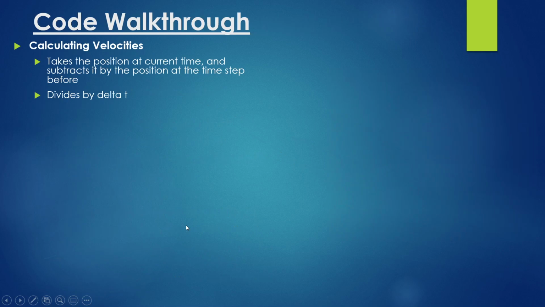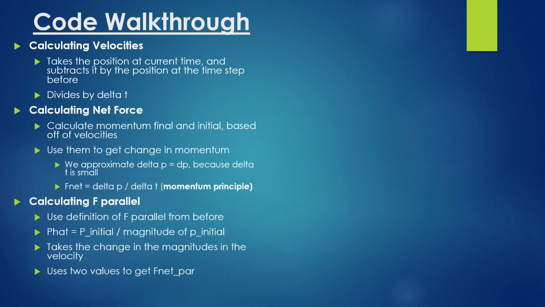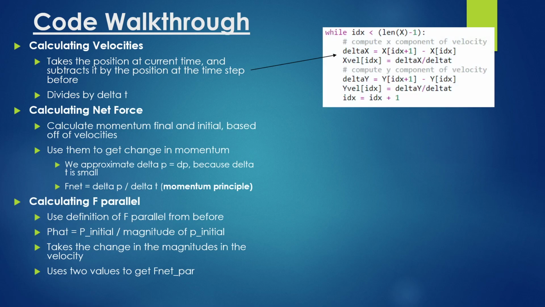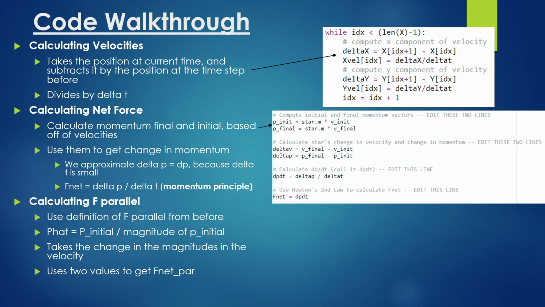So first we have to calculate velocities, then calculate net force, and then calculate F parallel. As you can see here, it takes the position at the current time step and subtracts the position of the time step before, and divides it by delta t to get the velocity. Then calculating net force, I take the P initial and P final, and we can estimate that to be the change in momentum, because delta t is very small.